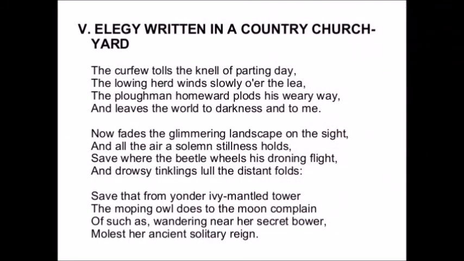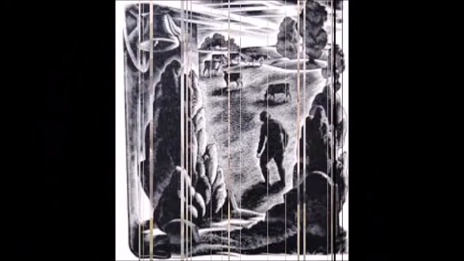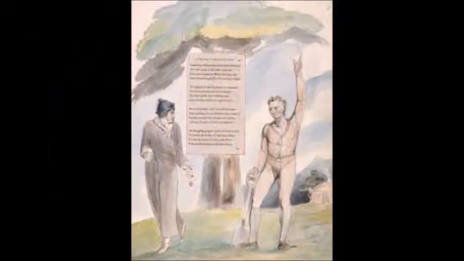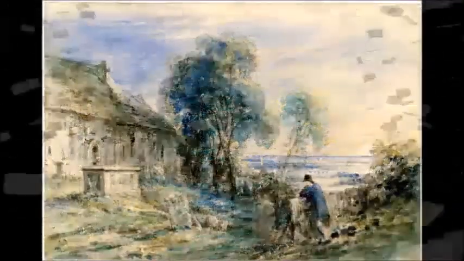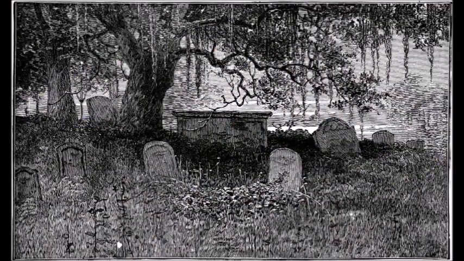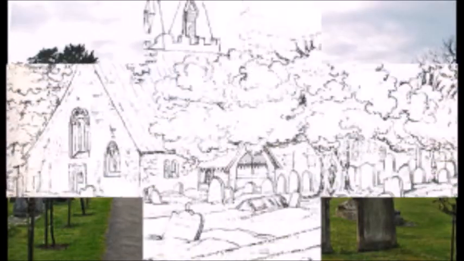Personification is the giving of human characteristics to non-human and non-living things. For example, the owl mopes and complains, characteristics, or abilities, which humans possess. Or flattery soothe the dull cold ear of death. Assonance is the repetition of a vowel sound. The repetition of the A sound in the following line is assonance: storied urn or animated bust.